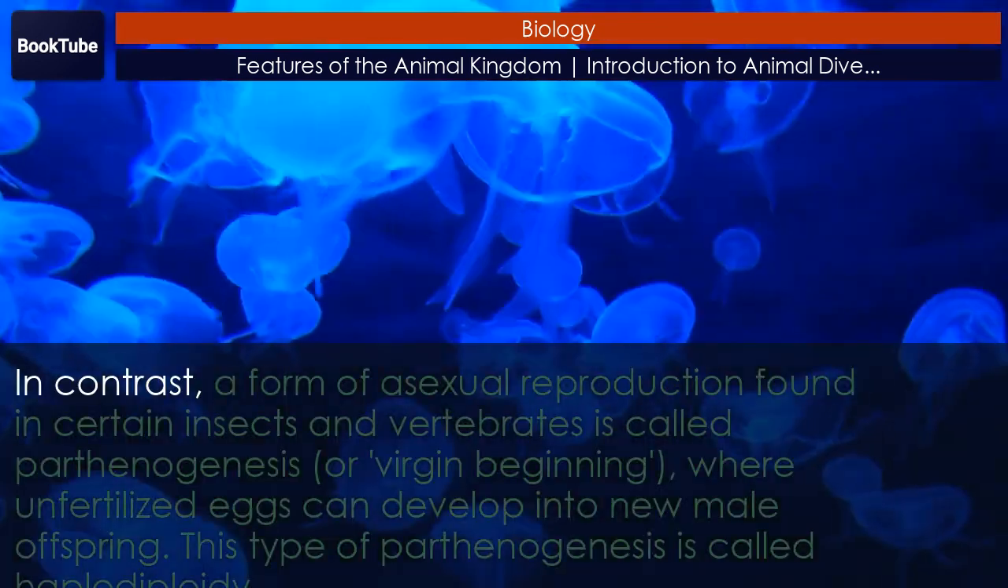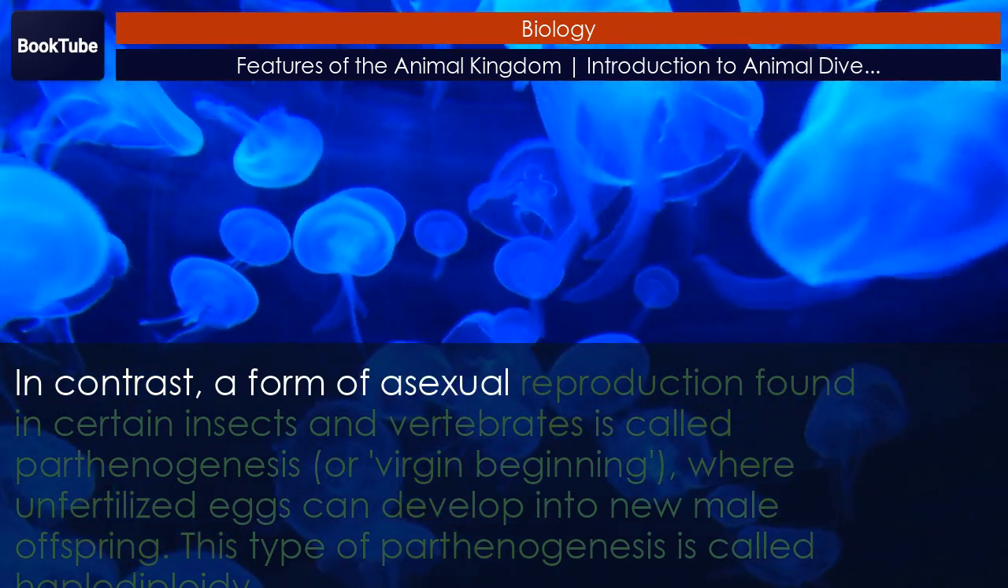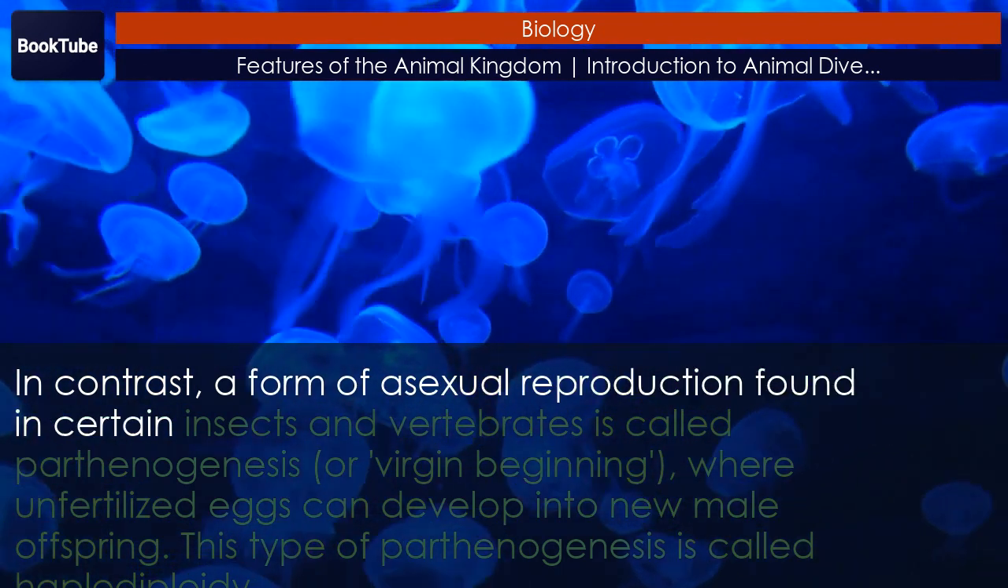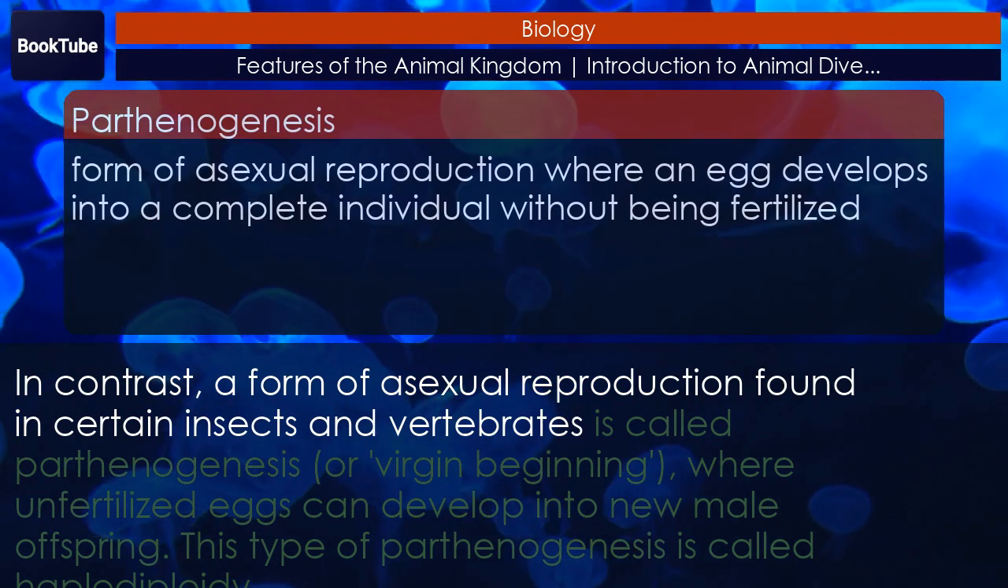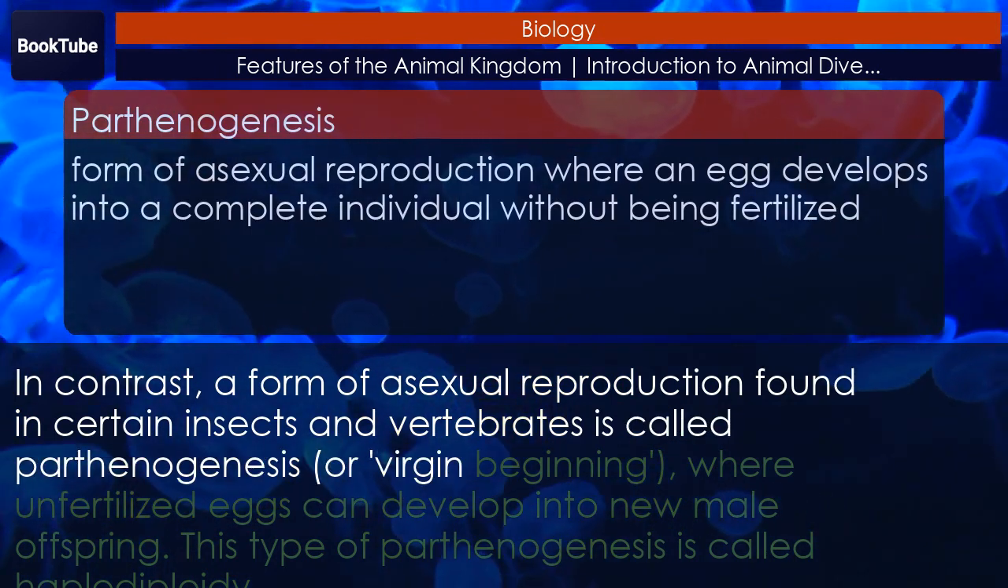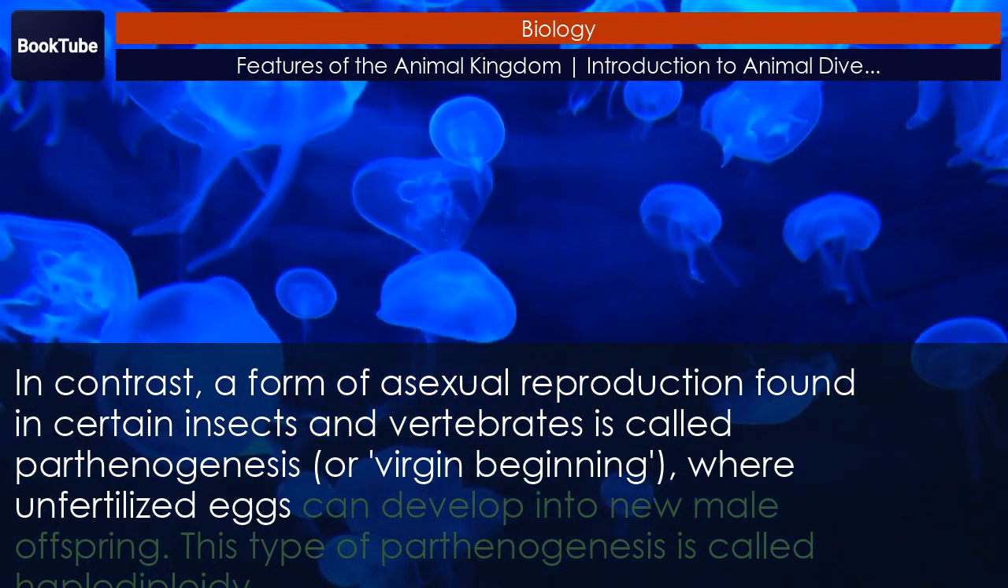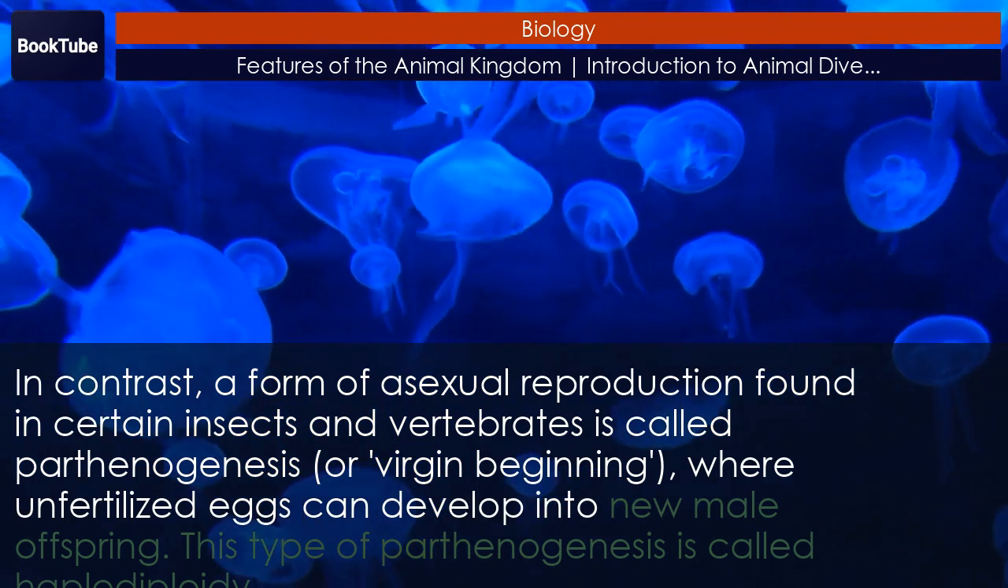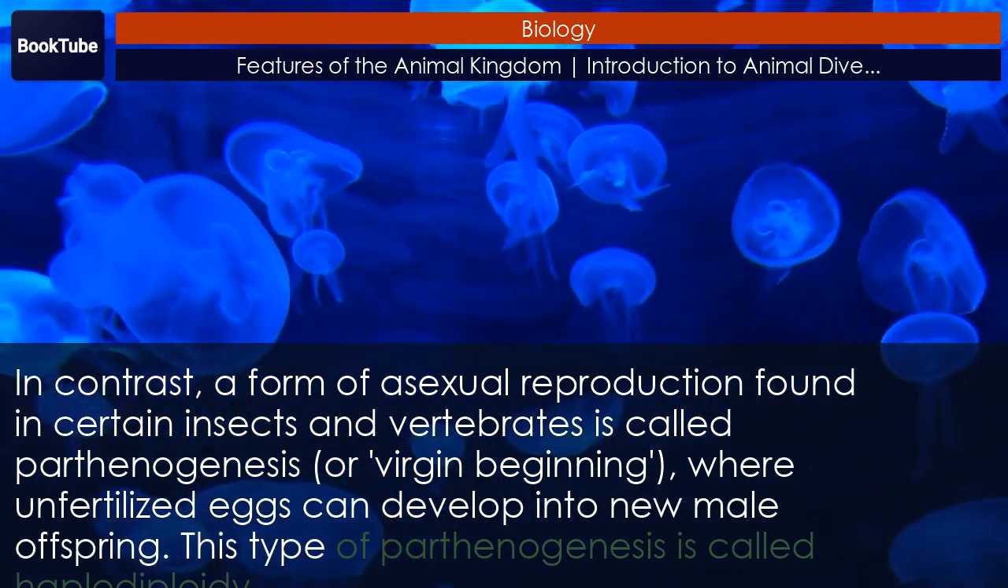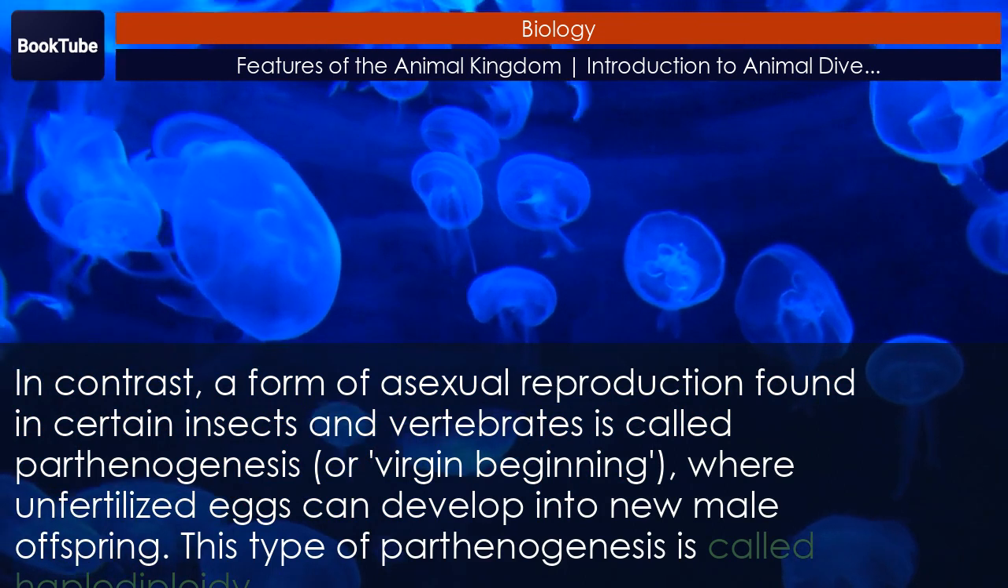In contrast, a form of asexual reproduction found in certain insects and vertebrates is called parthenogenesis, or virgin beginning, where unfertilized eggs can develop into new male offspring. This type of parthenogenesis is called haplodiploidy.